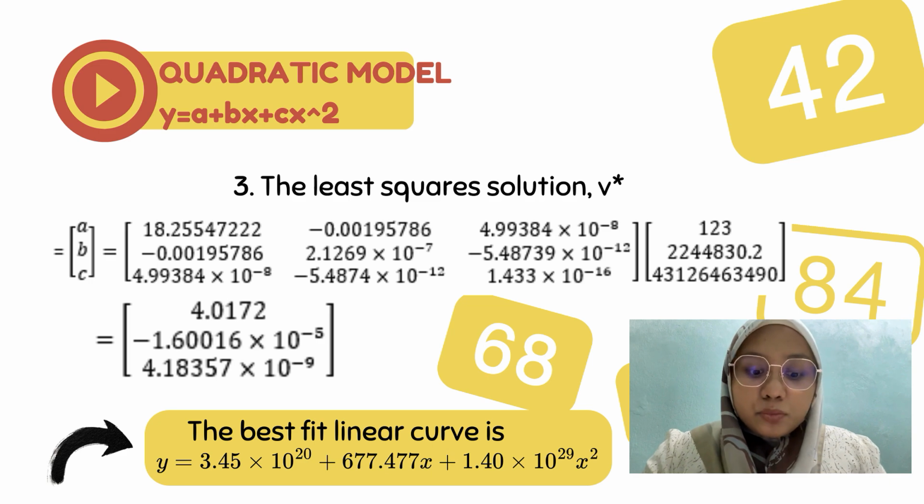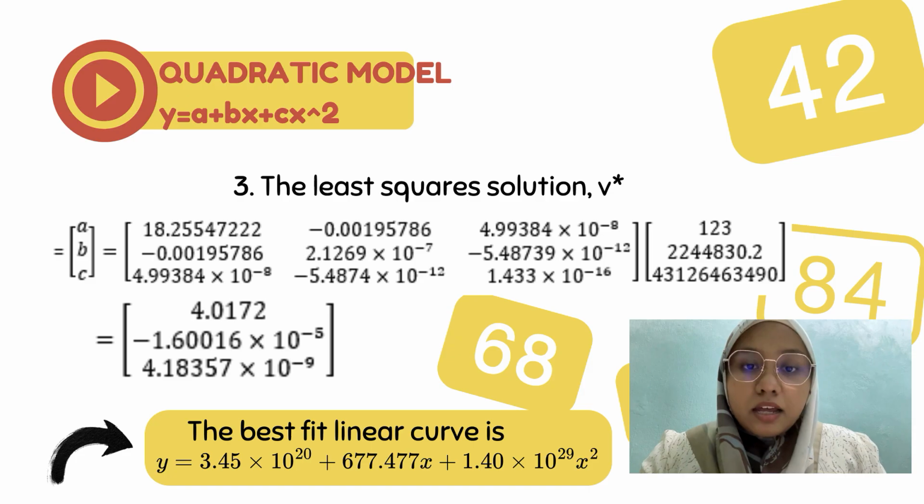We get a is 4.0172, while b is equal to negative 1.60016 times 10 to the power of negative 5. And lastly, for c, we got 4.18357 times 10 to the power of negative 9. So we compute all this together and we get the best fit quadratic curve: y equals 4.0172 minus 1.60016 times 10 to the power of negative 5 x plus 4.18357 times 10 to the power of negative 9 x squared.